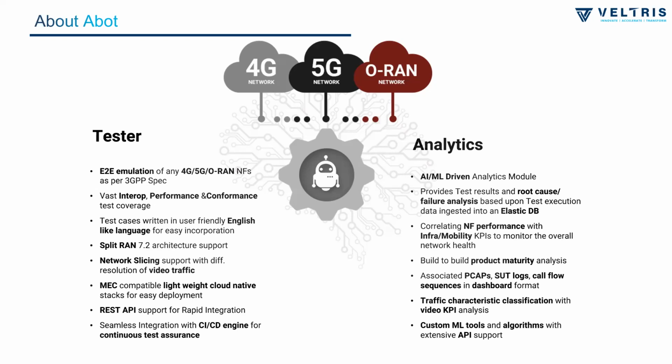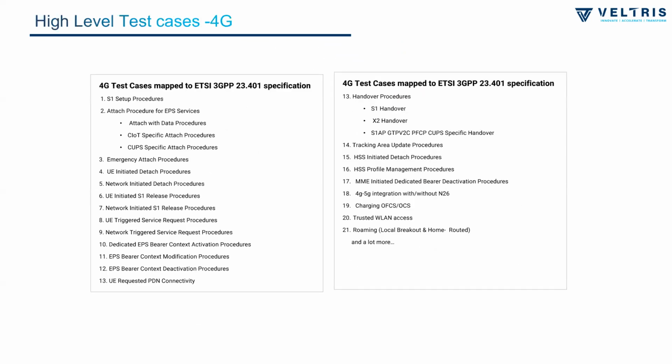There's traffic characteristic classification with videos in the API, and there's a custom ML tool with extension API support. So in 4G mapping, this falls under 3GPP 23.401, where we have over 21 certification test cases that have been mapped.